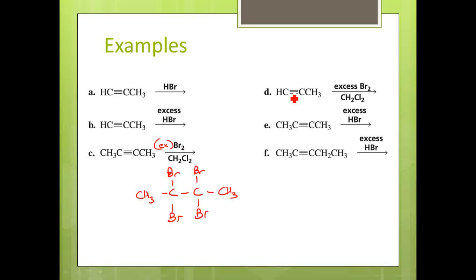And all we're going to do in that case is take where that triple bond is and add bromines all the way around it. And it doesn't matter if it's an internal alkyne like C or a terminal alkyne. You're still going to do the same type of thing. All around where that triple bond was is going to be bromines.